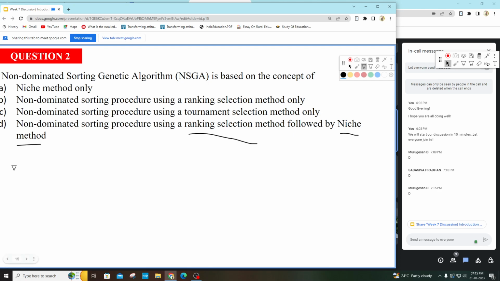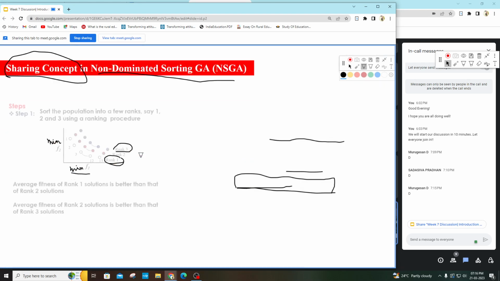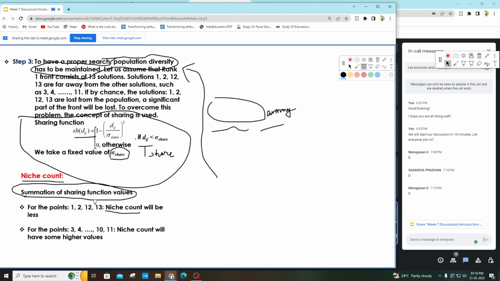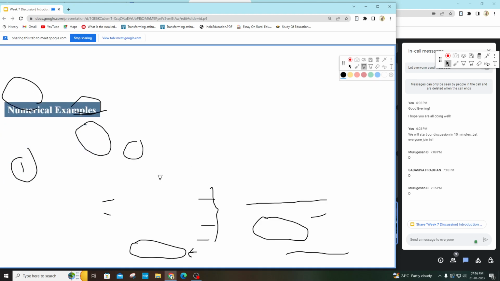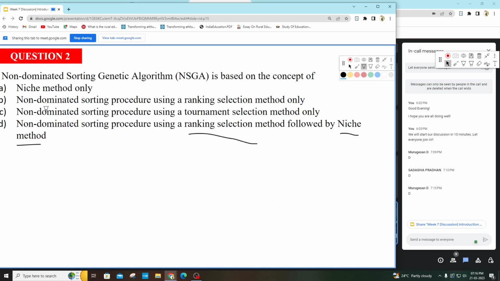D. Okay. NSGA I have discussed in the first slide only. In NSGA, we do the ranking first, and then we find out the niche count by the sharing function. So here, the question says the algorithm is based on the niche method only. This is not correct. It is based on the niche method, but it is first based on ranking selection of the non-dominated front. So that is why option D is correct.